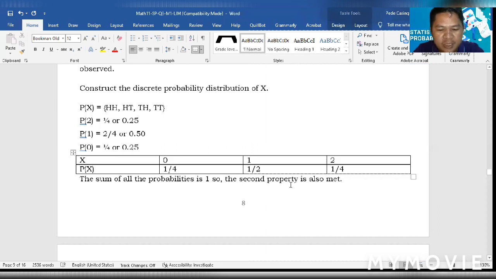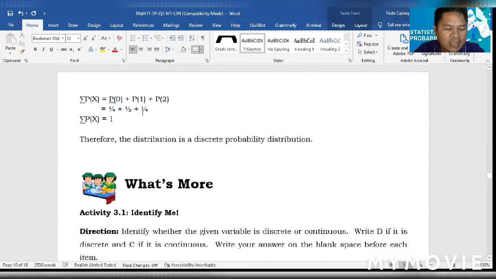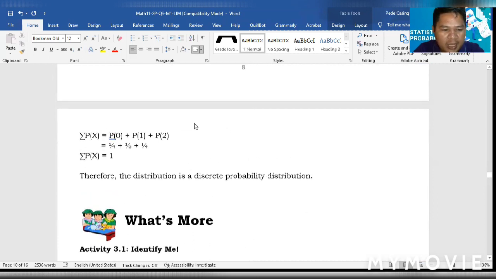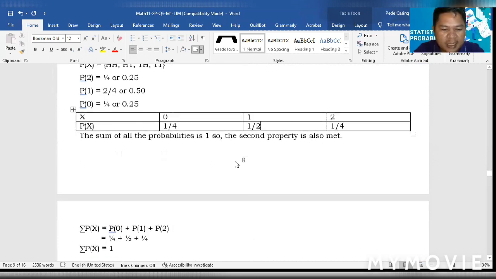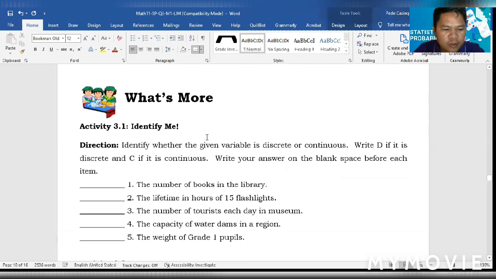So our second property is also met. So when you add the probabilities, the sum is 1. Therefore, the distribution is a discrete probability distribution. Pag hindi siya abot ng 1, that is not discrete probability distribution. So you can answer now for what's more activity. Identify me. We have directions.